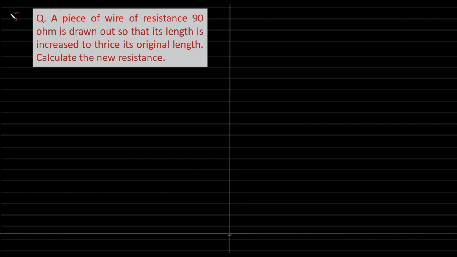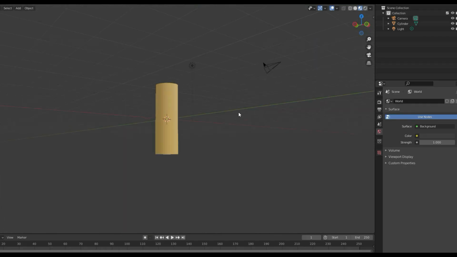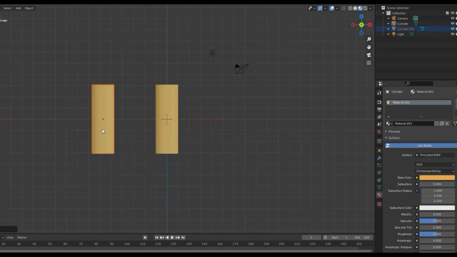A piece of wire of resistance 9 ohm is drawn out so that its length is increased thrice its original length. Calculate the new resistance. So I have a wire. The resistance happens to be 90 ohm. And now what we're doing is we are pulling the same wire itself to a length of 3 times. So let us do that.